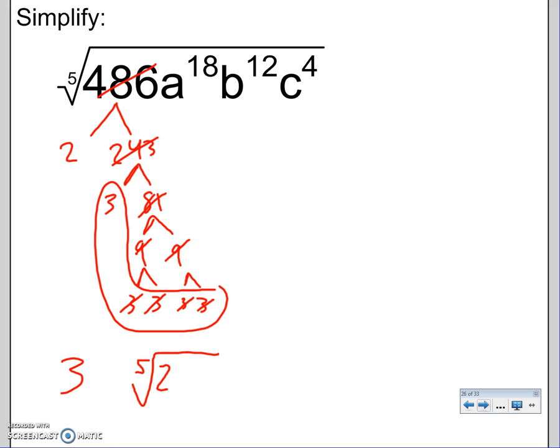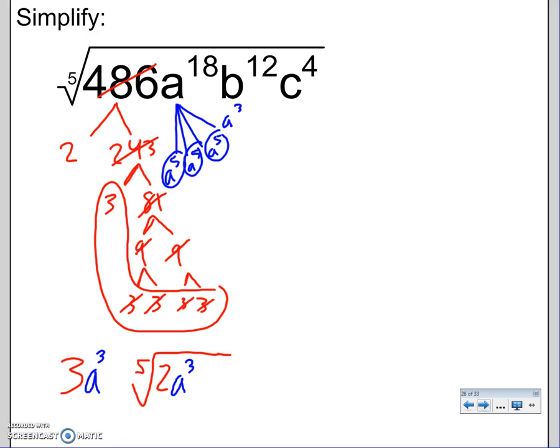All right, now for the letters. A18. Well, there's 3 complete groups because 5, 10, 15. So A5, A5, A5, A3. So 3 complete groups mean 3 A's make it out. A cubed comes out. That A3 has to stay inside because it was not a complete group.